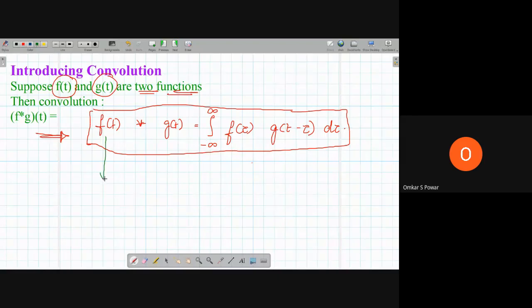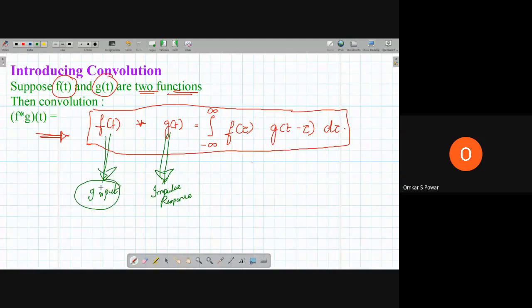So f of t is your input to your LTI system. And this is your impulse response. I told you how to get the impulse response of the system, so please refer to it, or there are many materials available. Go back previously and refer to that.